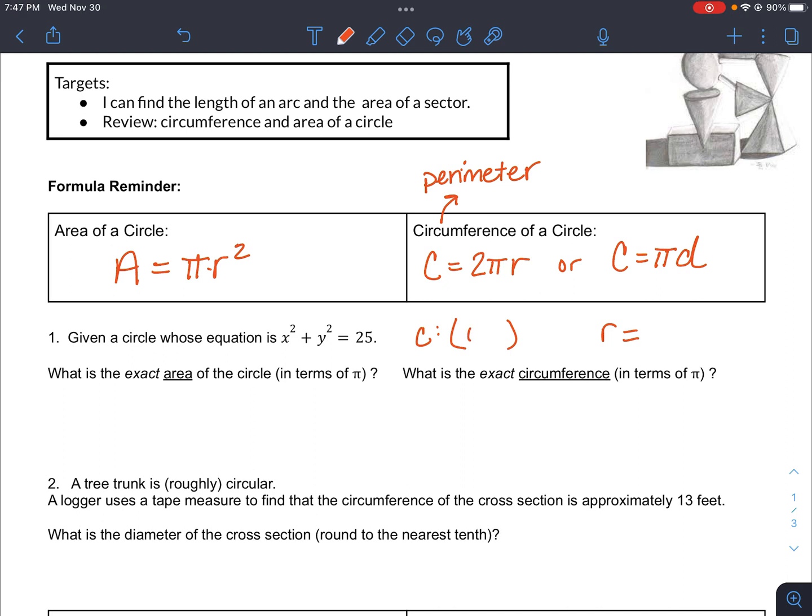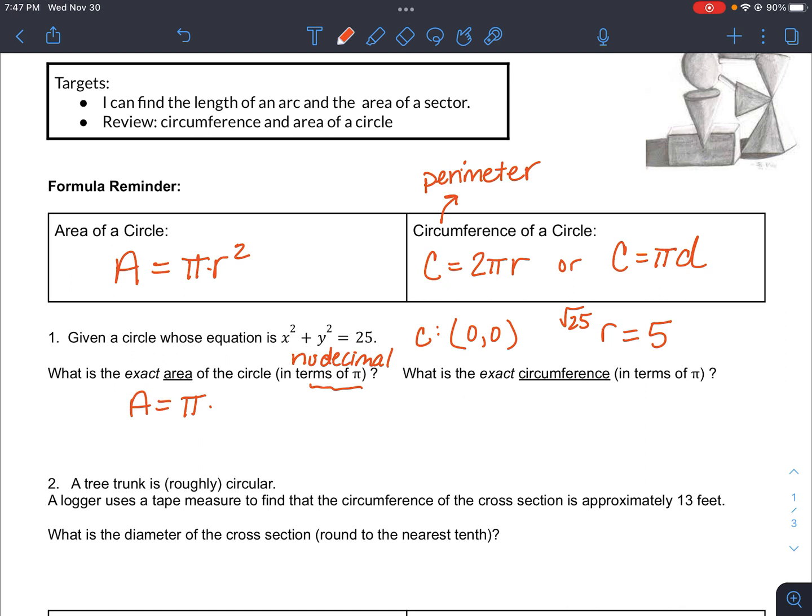All right, so center's at 0, 0. I square root 25 to get the radius because that's r squared. So I get the radius is 5. If I'm doing the area of the circle, in terms of pi, this means no decimal. So leave the pi symbol as the symbol.